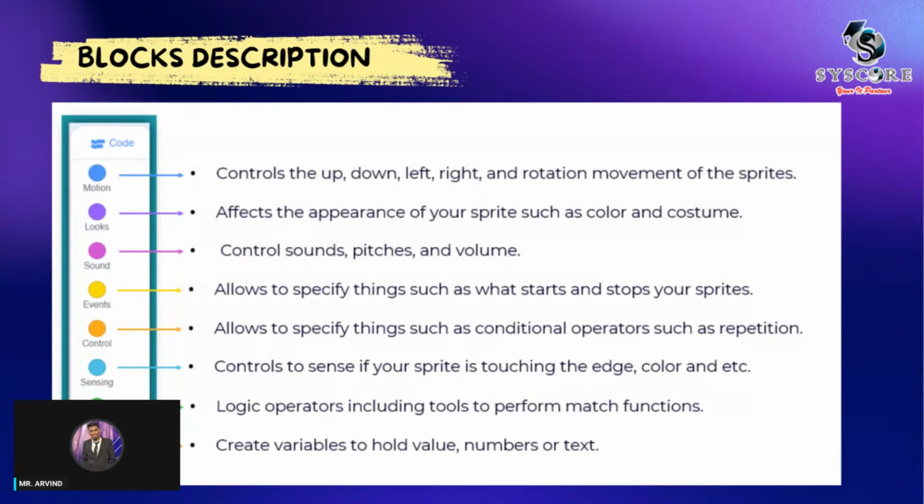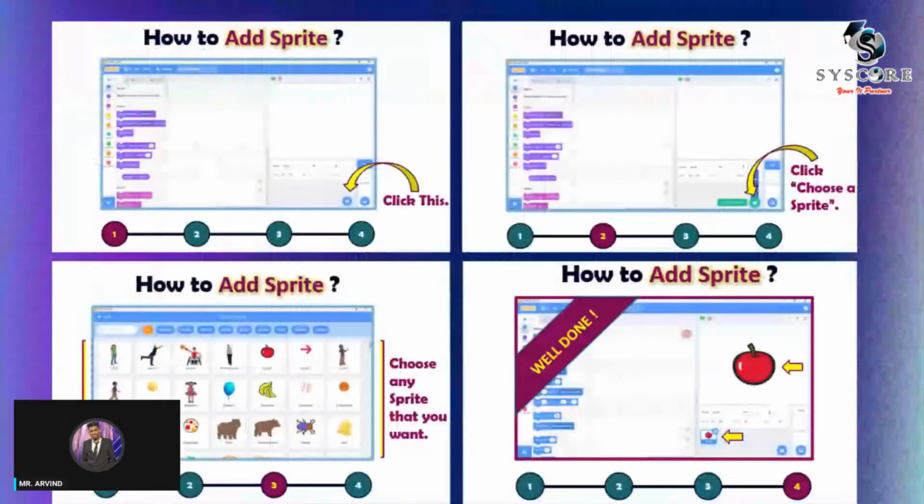I hope all the students understand the block descriptions. Now I will move on to the steps on how to add a sprite. First step, you have to open your Scratch application, and then when you click on the sprite icon, a tool will appear, the first one being choose a sprite.